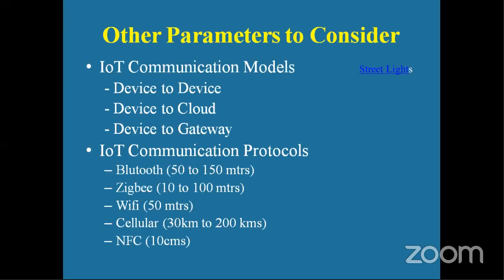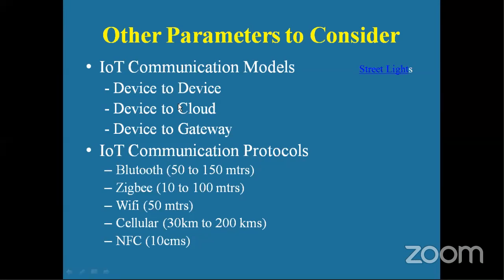Okay. The other parameter that needs to be considered for developing an IoT system is IoT communication models. What is the meaning of IoT communication models? Like how you want the devices to communicate. Is it device to device? Your IoT system is going to communicate from one device to another device, or it is going to be from device to the cloud, or it is going to be from the device to the gateway. Now, what is the meaning of this? I will very quickly explain to you what is the meaning of this.